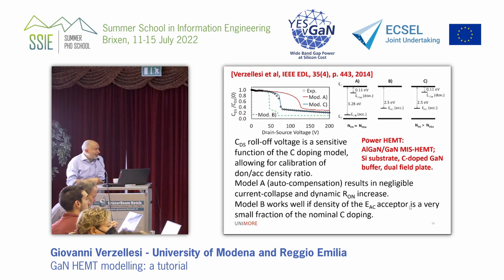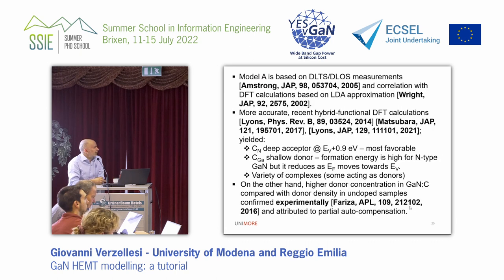Now, according to our present understanding, we are in complete agreement with Clement's conclusion. It is model C, the dominant acceptor model, that is probably the model that is able to explain the majority of experimental results in gallium nitride HEMTs. Okay, I will skip this because it has already been treated by Clement's presentation.